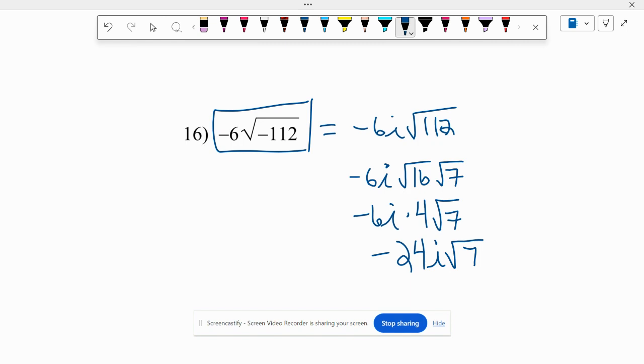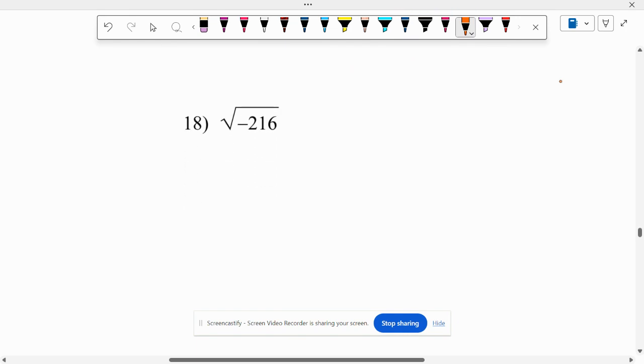Where does the i come from? Do you see that there is a negative underneath your radical? We can't have a negative under the radical, so we pull out that imaginary unit, right? Okay, number 18.